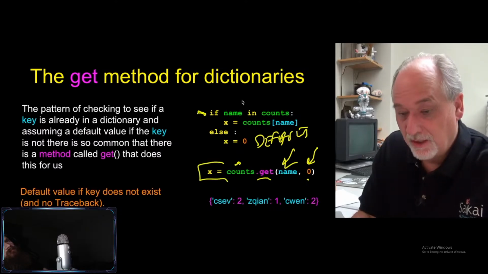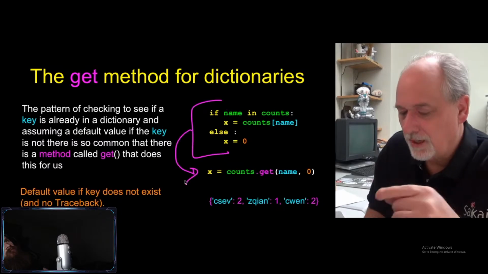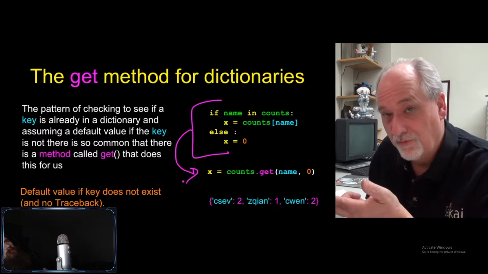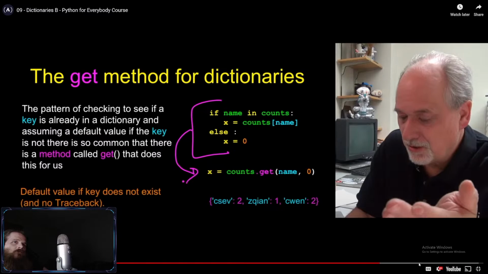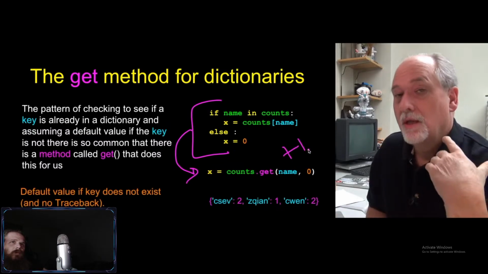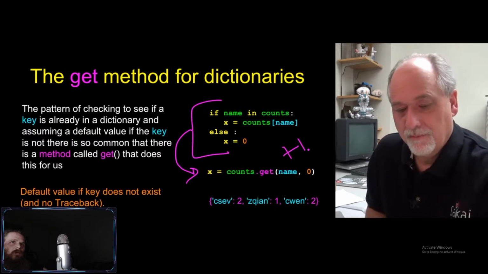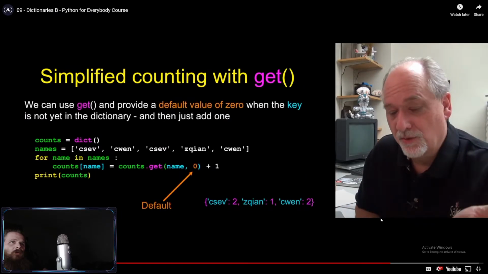So the best way to think about this is those 4 lines are equal to that 1 line, because X is either going to be whatever was in there before if it exists, or it's going to be 0. Now, the nice thing about 0 is the next thing we're going to do is add 1 to it, so that's going to get us to 1. So collapsing that loop that we saw before, we can make it just a 1.